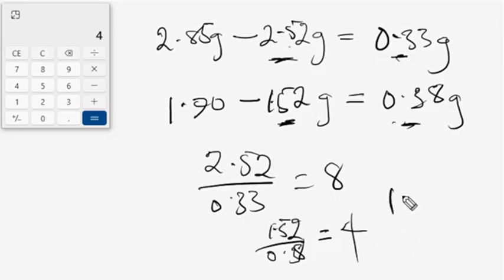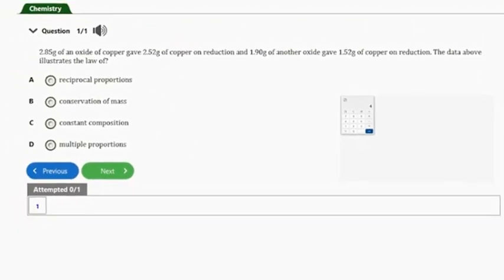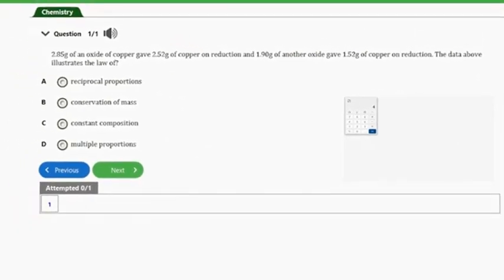If you look at this, you will observe that these two are in an increasing ratio of 1:2. That's a kind of multiple proportions. So the answer to this question is option D, and that's multiple proportion.